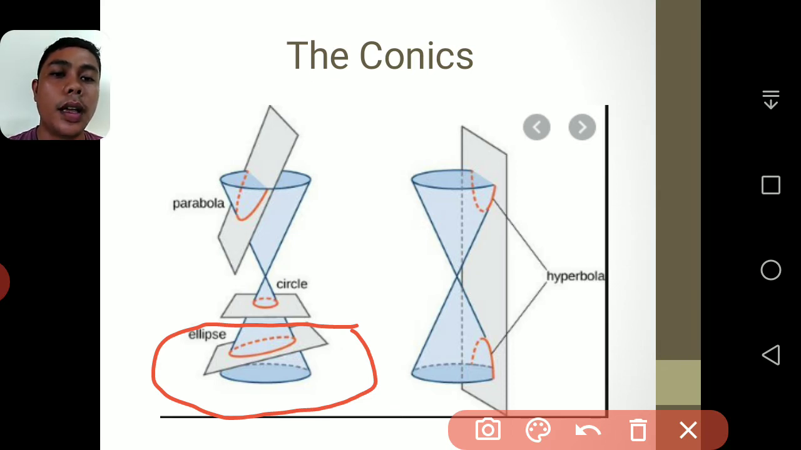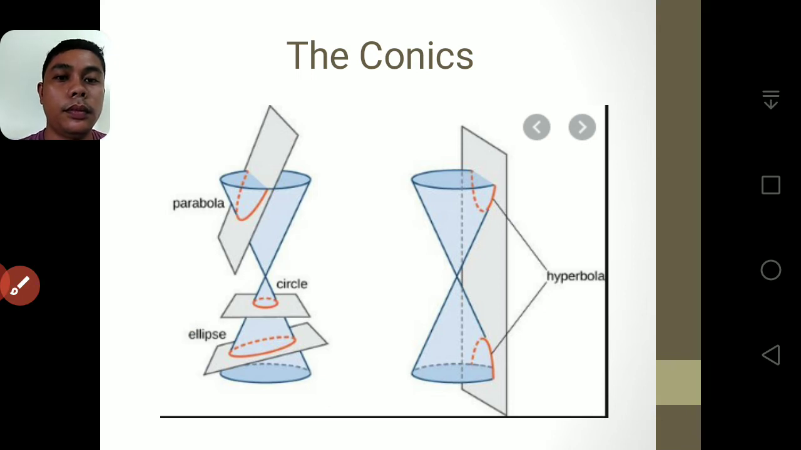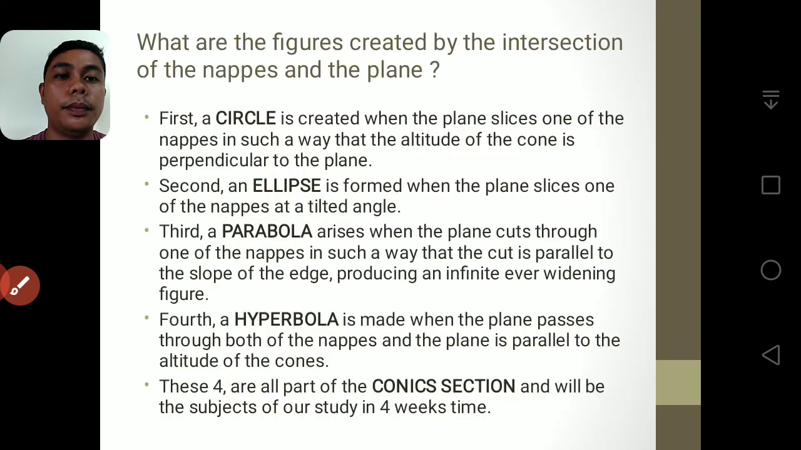So we have an ellipse, and guys, I would just like to tell you that an ellipse is different from an oblong. They may look the same, but they are actually different. Ellipse is part of the conic section. An oblong is any circular, semicircular object. Okay, so that's the ellipse.